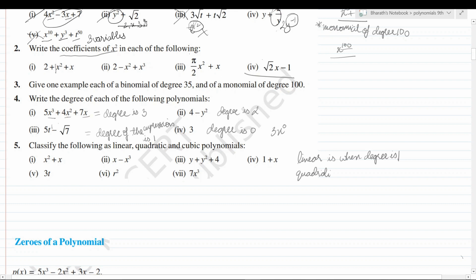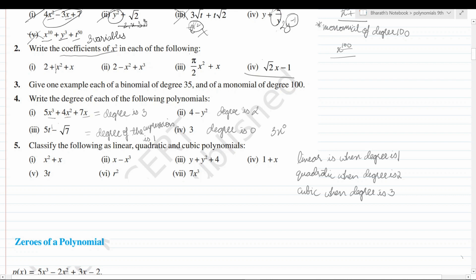Quadratic when degree is 2. Cubic when degree is 3. So go to the question.